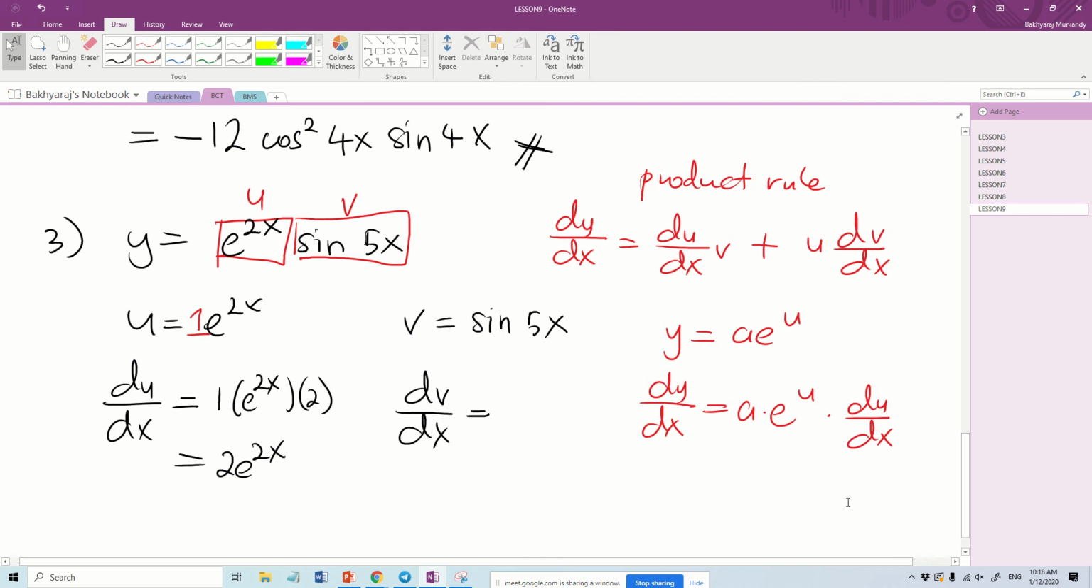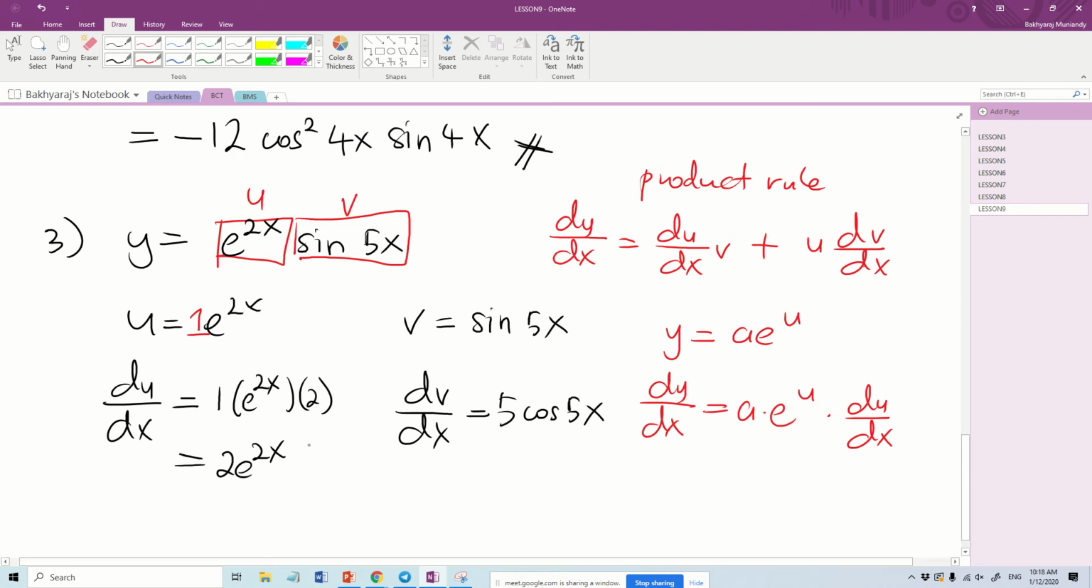Okay, and what about v? Can anyone give me the answer for dv dx? dv dx becomes... Siapa-siapa nak cuba? dv dx adalah sama dengan... sorry Hafiz? Betul, 5 cos 5x, very good. Okay, 5 cos 5x. Now cross multiply.